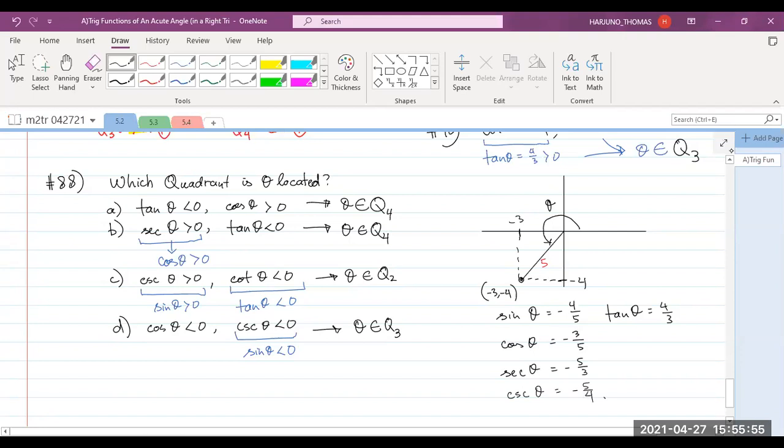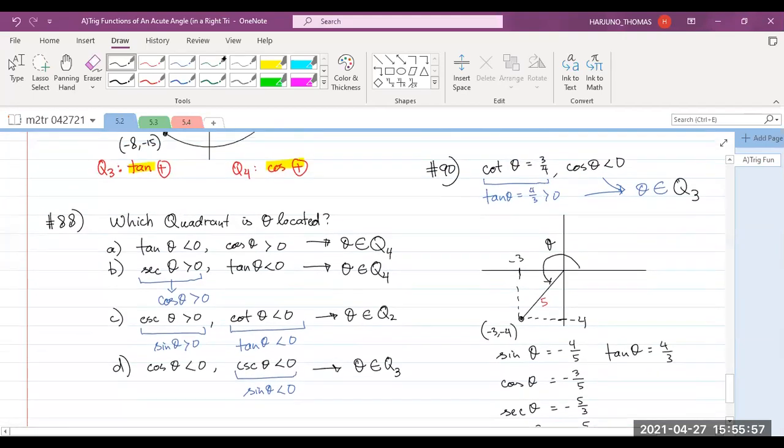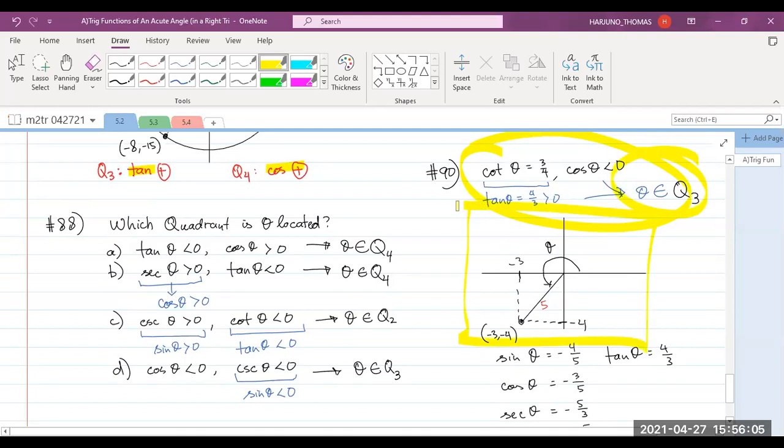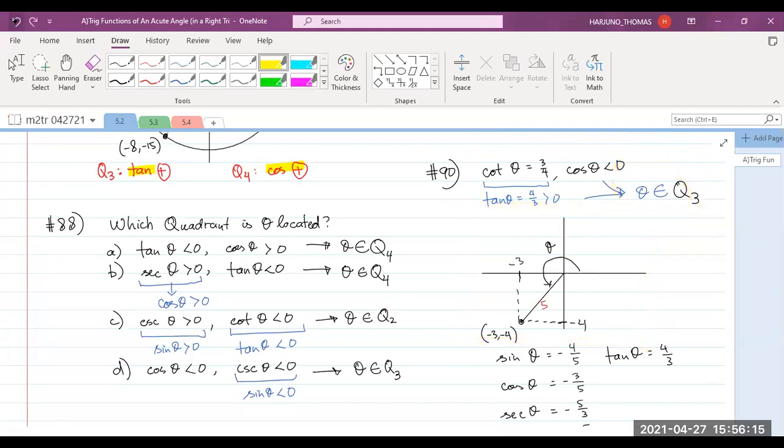Okay. Now, my point is this. From what you know here, you get the quadrant, and then sketch that correctly. Sketch that correctly. Okay, once you sketch that correctly, then you can just use the definition later on for sine, cosine, and so on.